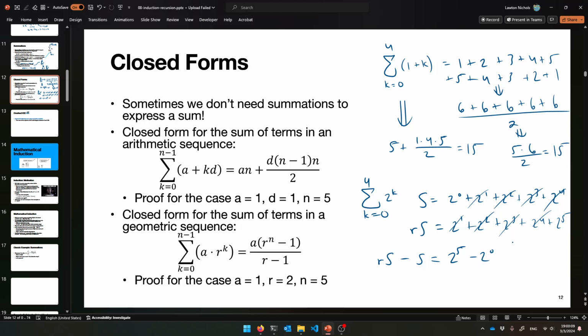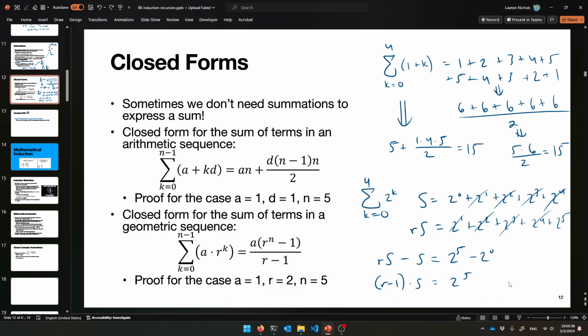And, well, we wanted the real answer. This is r times s minus s. How do I get the real answer? Well, just notice that you can factor out an s from r times s minus s. So this is r minus 1 times s equals 2 to the 5th minus 2 to the 0th power. And so if you divide this calculation by r minus 1, then you get the answer. And r minus 1 is just 1, so this is the final answer.